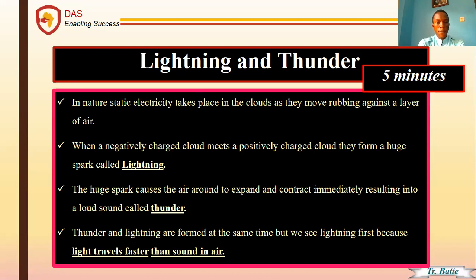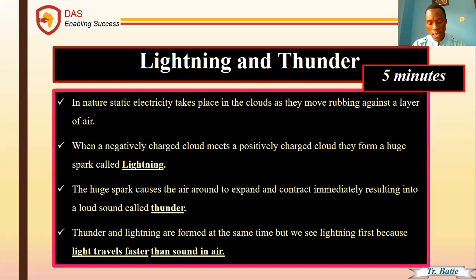Altogether, lightning and thunder are formed at the same time, but we see lightning first. These two things occur at the same time, but in our observation, we see the light faster than we hear the sound. So that question is very, very common. The question is, why is lightning seen first?